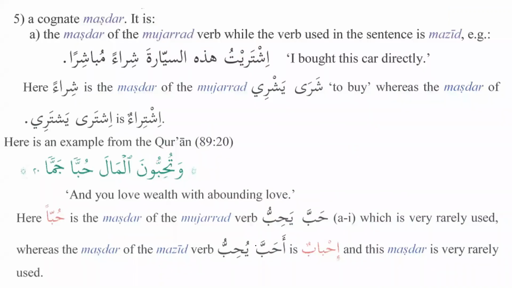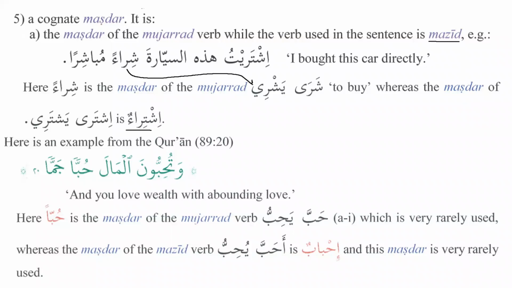Number 5, a cognate masdar. It is basically, as we can see over here, the masdar of the mujarrad verb, while the verb used in the sentence is mazid. So in the sentence, what do we have? We have thulathi or rubai mazid. But the masdar that is being used is what? That is the verb that has 3 root letters. A thulathi. So when we say ishtaraytu hadha sayyarata shira'an mubashiran, I bought this car directly. So we know ishtara, yashtari, ishtira'an. So what is the masdar of ishtara? Ishtira'. But the word that has been used over here is what?